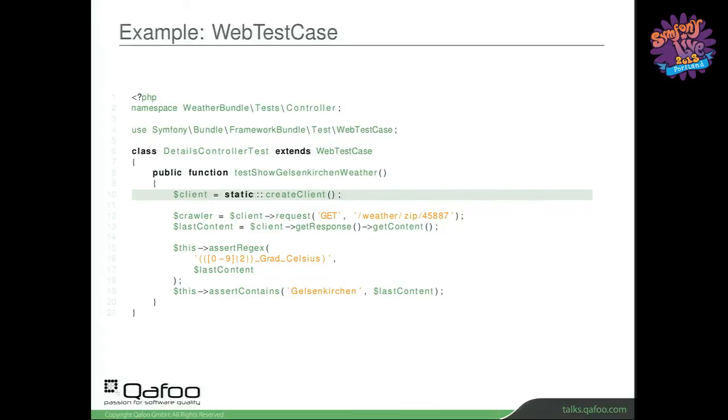So when we call the createClient method, we get a client object back, and this is actually the browser that we are now using to serve our application. And you can see here that we can call the request method and tell the client where to go on our website, and it will return objects that allow us to make these assertions. So we have this crawler object returned, and we can also get the raw response content. So you see there that we make an assertion for specific degrees displayed on the website when we visit a specific site.